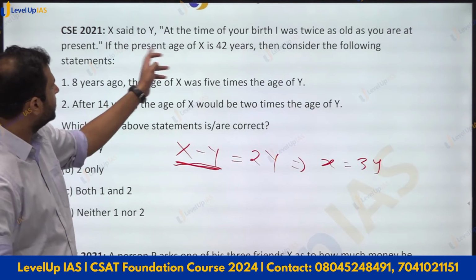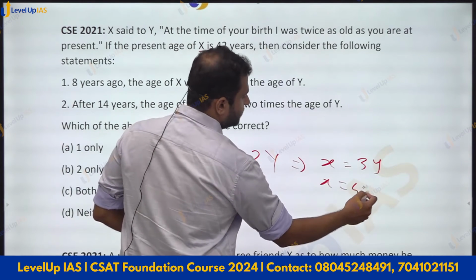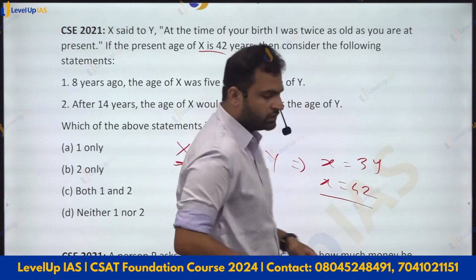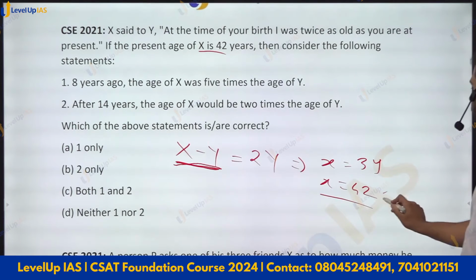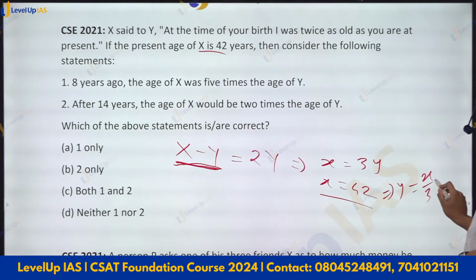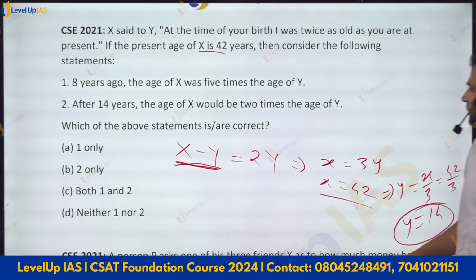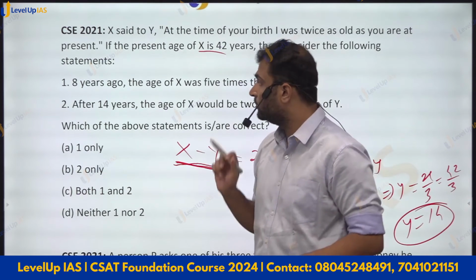And secondly, the percentage of X is 42. So we have X is equal to 42, that is given. So how much is Y? Which implies Y is equal to X divided by 3, which is 42 divided by 3, which is 14. So we have Y is equal to 14 and X is equal to 42.